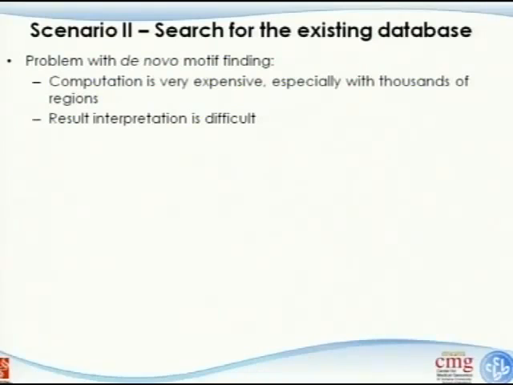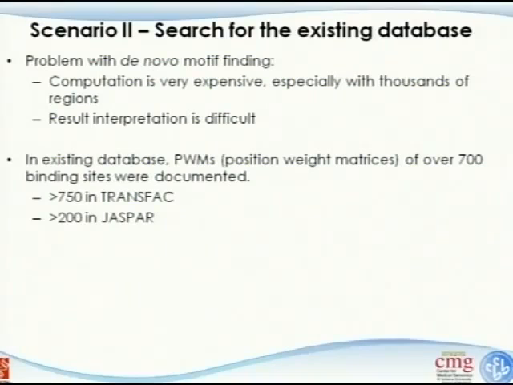The reason I don't put too much on the de novo finding is there's a problem with de novo finding algorithms. The first one is the computation is really expensive, especially with thousands of regions. But more importantly, once you find some sequence regions, what are you going to do with those? You don't know which protein is binding there, and you don't know what the cofactors are. So you really don't have much information to help you design the further experiment. A better approach is searching existing databases.